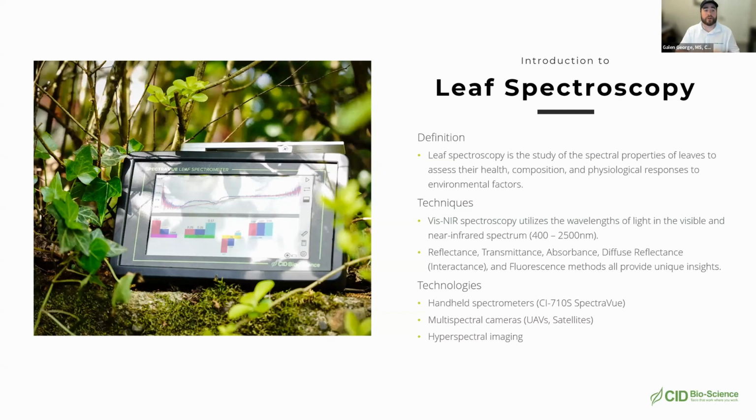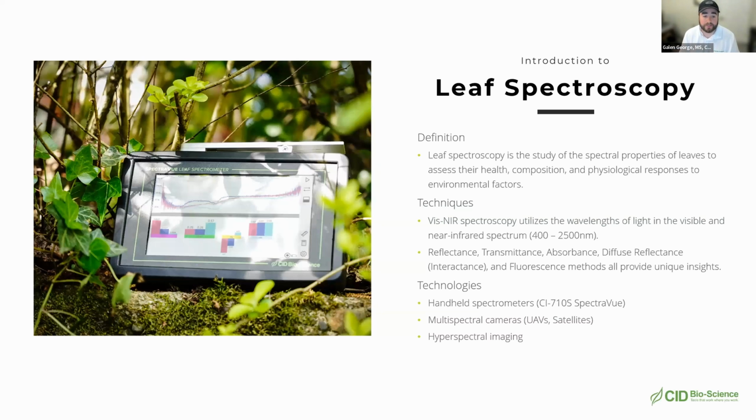So what we're doing is we're shining light into leaf tissue, and that light is then causing vibrations in molecular bonds, typically in OH bonds, NH bonds, CH bonds. And those vibrations cause specific spectral signatures to be achieved, whether you're doing reflectance-based spectroscopy, transmittance-based spectroscopy, absorbance, diffuse reflectance, or interactance, as it's sometimes called as well, and fluorescence methods. All those are different types of optical setups that are commonly used in spectroscopy, the most common being reflectance.